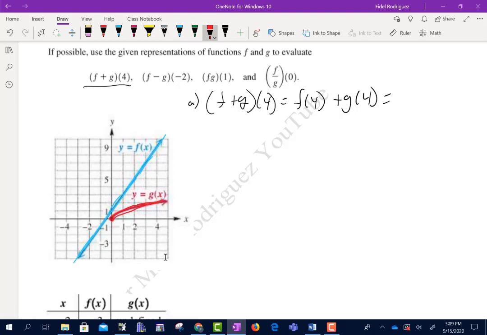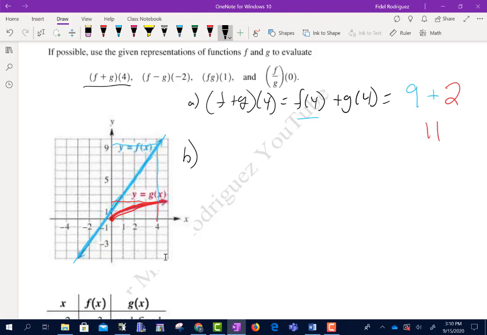So what I'm looking for when I'm trying to find, say, f of 4, I'm looking for what is the y value when x is 4 on the f function. It looks like the y value happens to be 9, okay? And then what is the y value for the g function when x happens to be 4? And that looks like it happens to be 2. So that's just going to give me 11, okay?